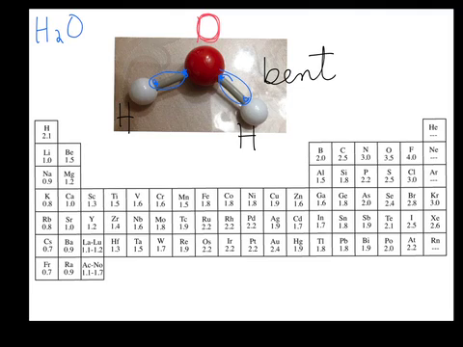So how are those electrons being shared? And does the shape allow us to have different poles? You may want to pause this and see if you can figure that out.